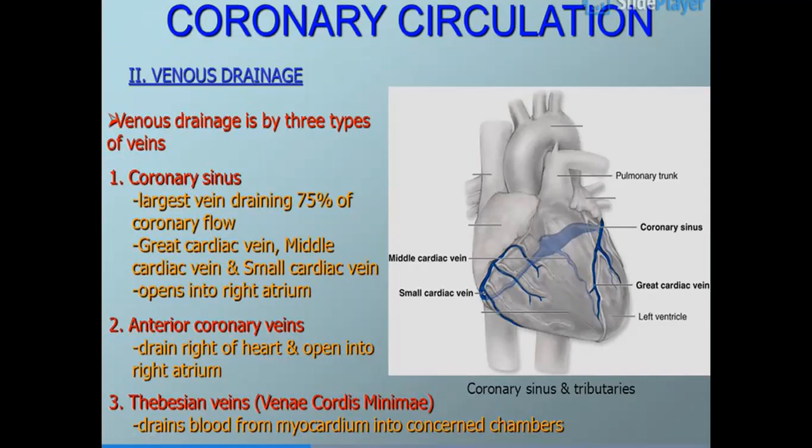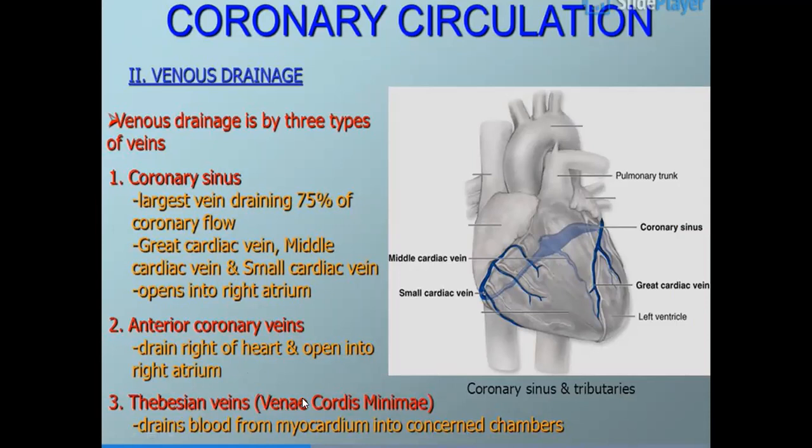And then we said we also have the anterior coronary veins, which do not drain into the coronary sinus. They drain directly into the right atrium. So they drain the right part of the heart and go straight into the right atrium.